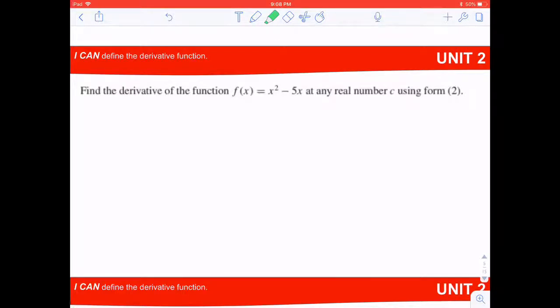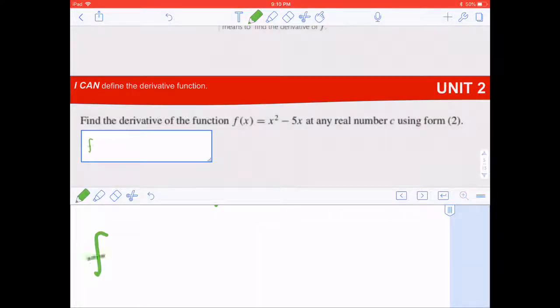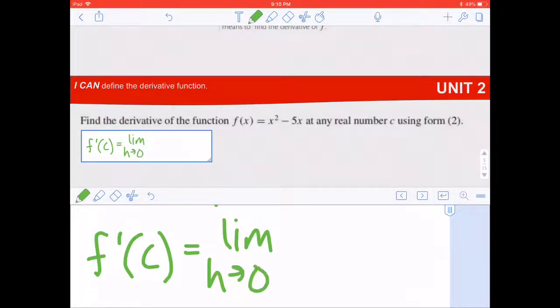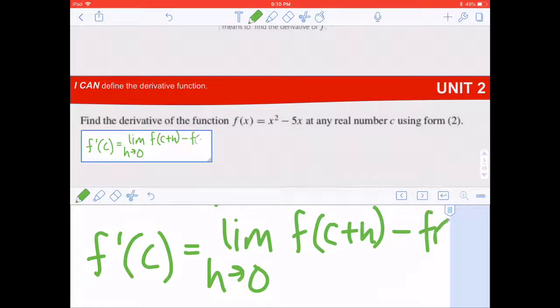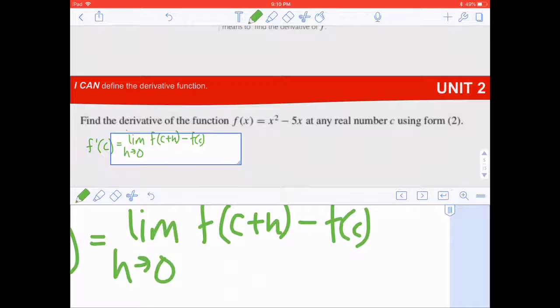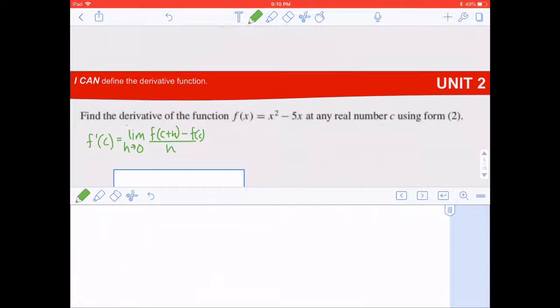So first, it says, find the derivative of the function f of x is equal to x squared minus 5x at any real number c using form 2. So form 2, f prime at the point c is equal to the limit as h goes to 0 of f of c plus h minus f of c all over h.